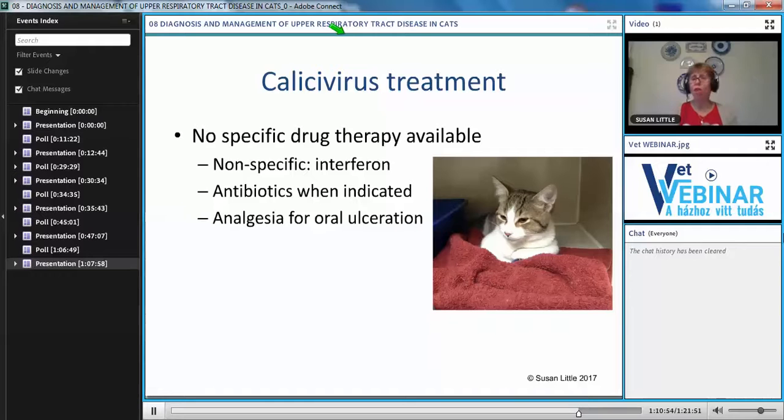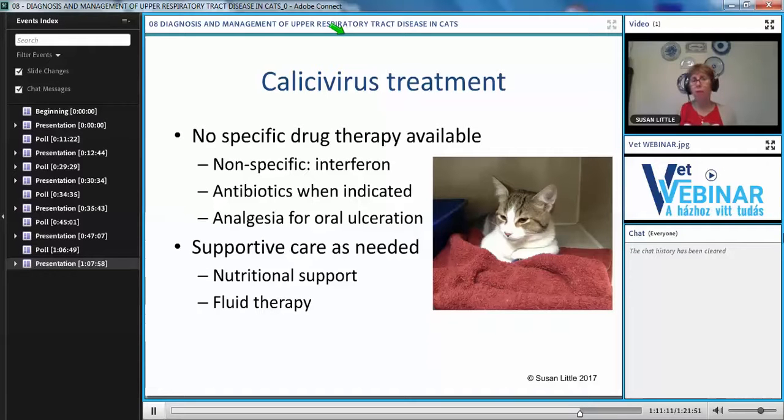So we can use non-specific immunomodulatory treatments like perhaps interferon, and antibiotics when there's a secondary infection. And again, remember, oral ulceration is painful, so we will want analgesia for those cats, and of course supportive care, as we already talked about. So we're much more reliant on supportive care for calicivirus because we lack specific treatments in these cases.